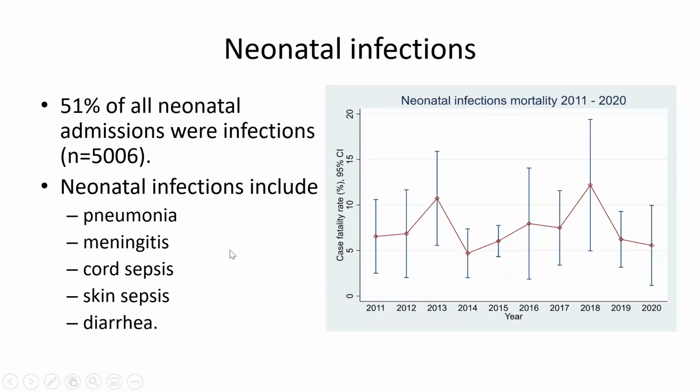Just over half of all admissions for neonates were infections, so neonatal sepsis, pneumonia, meningitis, cord sepsis, skin sepsis, diarrhea. And the case fatality rate for those conditions is around about 6%. There has been probably an improvement, but not a little improvement, I would say, in neonatal sepsis management.